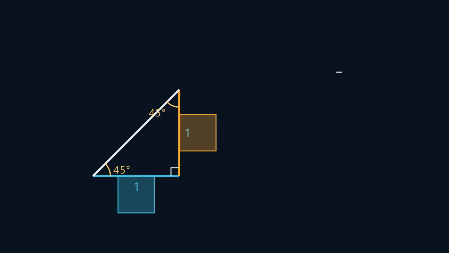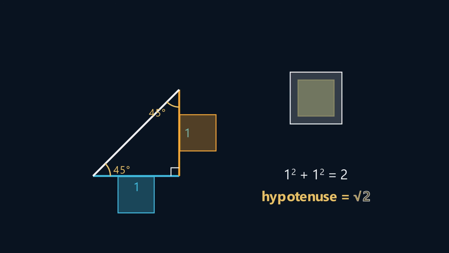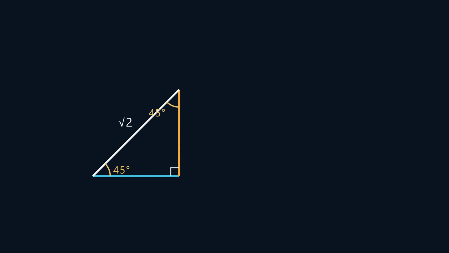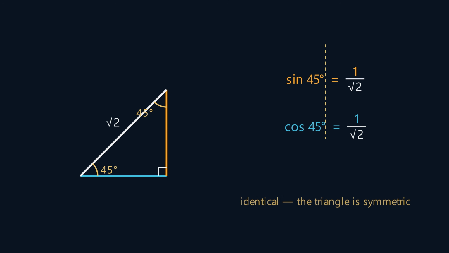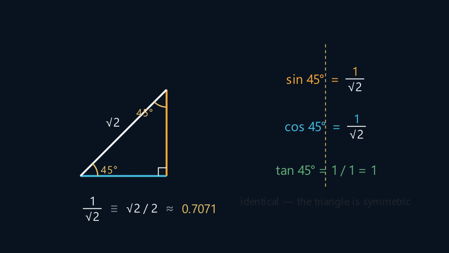Take a square with sides of length 1 and cut it corner to corner. You now have a right triangle with two 45-degree angles. Both legs are 1, and by Pythagoras, the diagonal is the square root of 2. So for 45 degrees, sine is opposite over hypotenuse, which is 1 over root 2. Cosine is adjacent over hypotenuse, also 1 over root 2. Identical, because the triangle is symmetric. And tangent is 1 over 1, which is exactly 1.